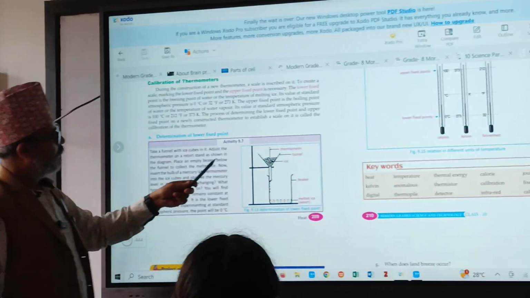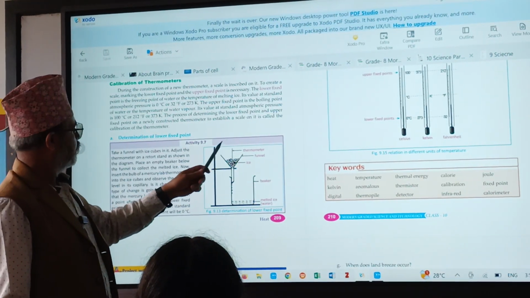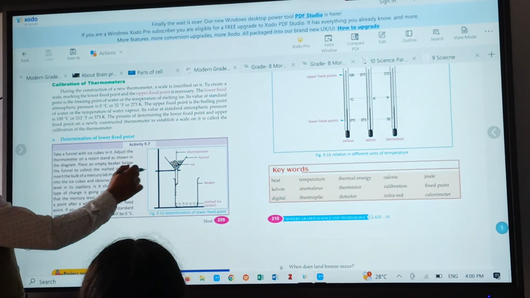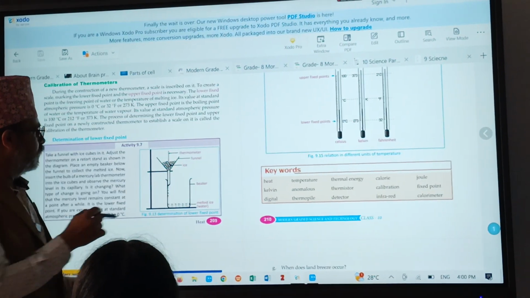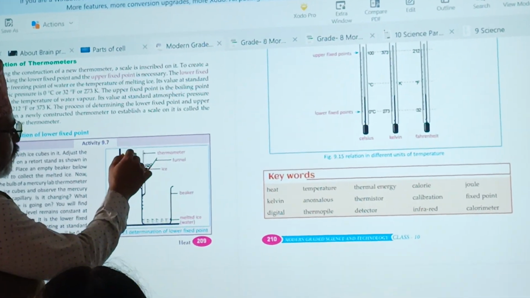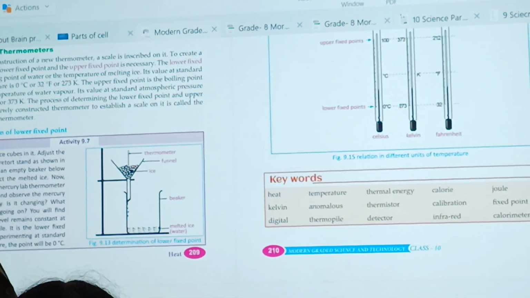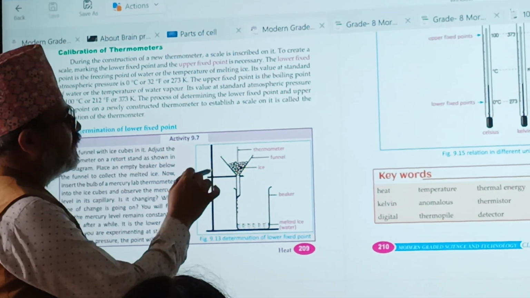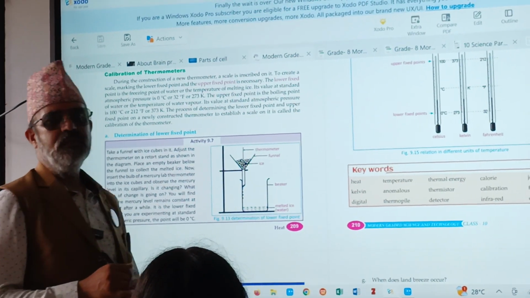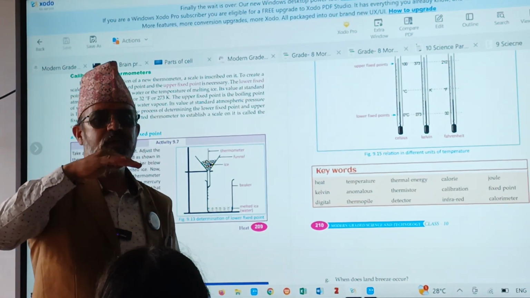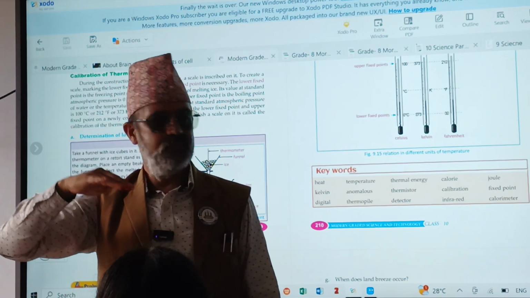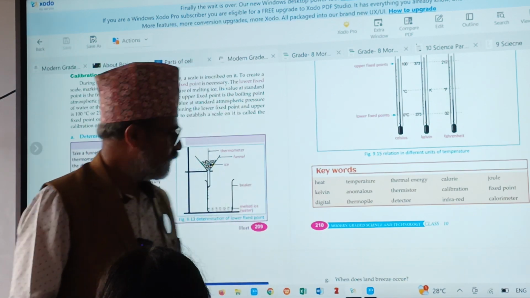Suppose here is one device. You can see here one thermometer is there, one glass tube is there. Inside the glass tube we have kept mercury. What is kept there? Glass mercury. And there is a capillary tube. What is that? Capillary tube. Why is the capillary tube there? So that mercury can go up and down. The level can rise and fall.